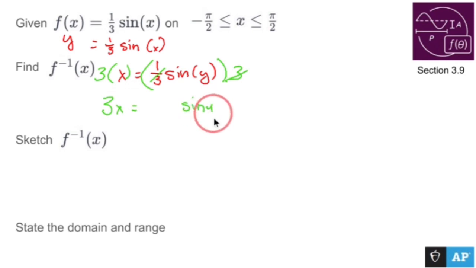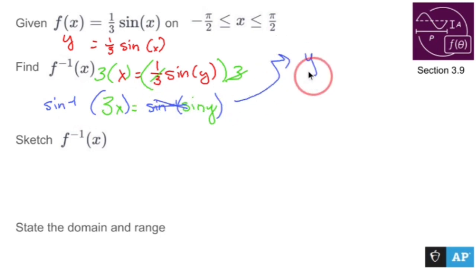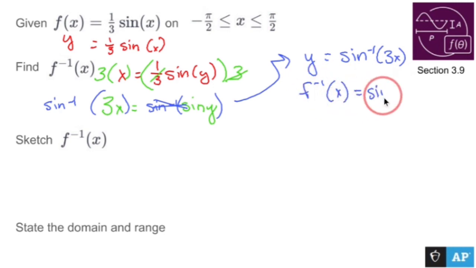I know that's a lot of space to leave, but the next step is to get rid of sine. The way you get rid of sine is you inverse sine both sides. That crosses out, and that gives us y equals, flipping sides, inverse sine of 3x. Then I need to write it out as f inverse of x equals the inverse sine of 3x.